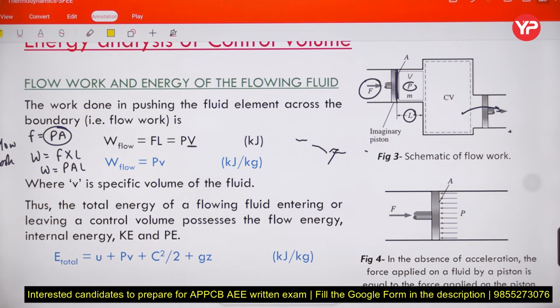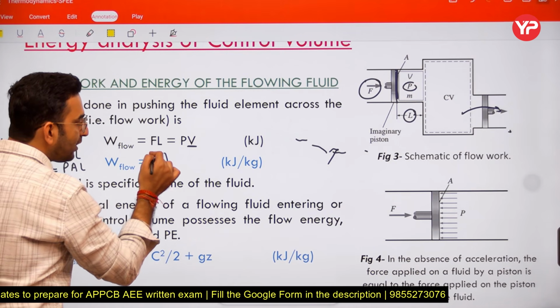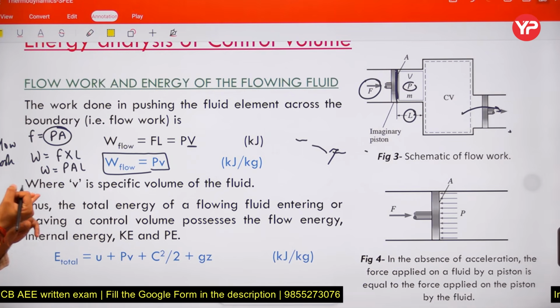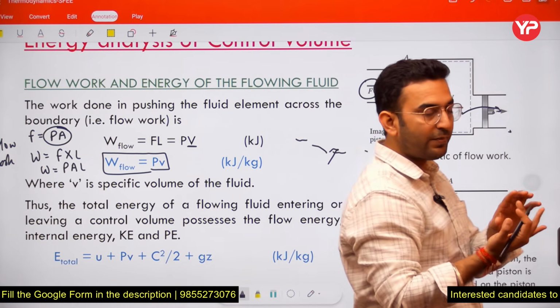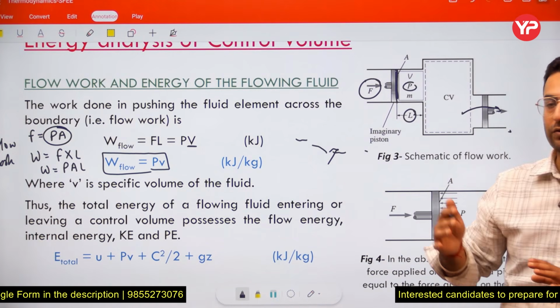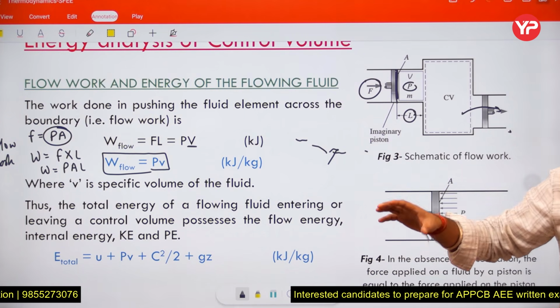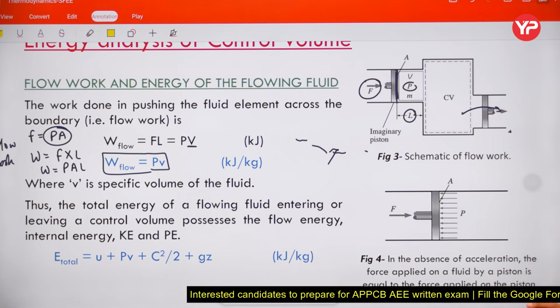And in terms of specific volume, you can write the specific work done will be equal to pressure multiplied by specific volume here. So now you can see the fundamental properties which are there, pressure, volume and temperature, the total energy corresponding to that is representing the enthalpy, which is a summation of internal energy plus flow work here. So now here comes the next part.